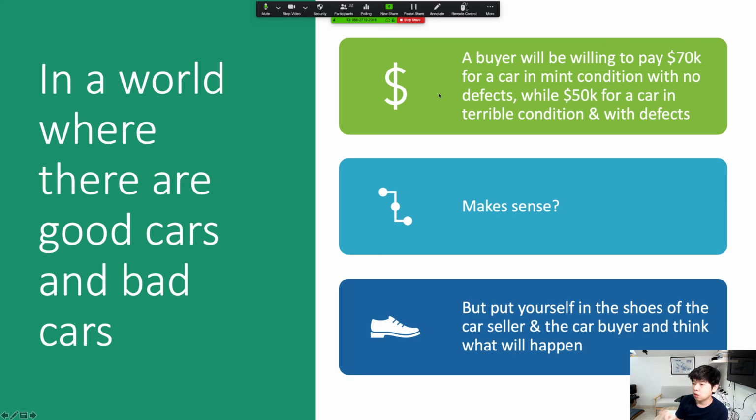Then eventually what will happen in the second-hand car market is that there will only be bad car sellers left. So you're paying 60k for a car that is bad. In the end, this entire market is going to collapse, because eventually buyers will realize that there are only bad cars available. There are no good cars available. So no buyer will be willing to buy anymore, and the entire second-hand car market collapses and crashes. Okay, so that is the concept of adverse selection and why it leads to market failure.